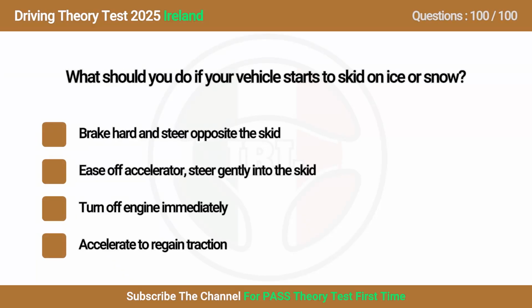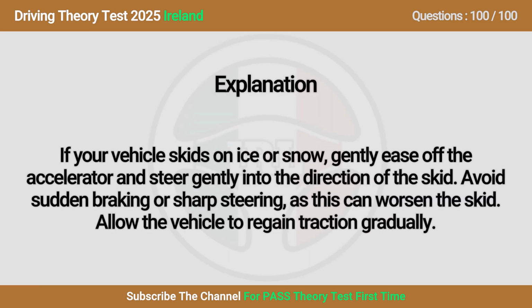Question 100. What should you do if your vehicle starts to skid on ice or snow? A. Brake hard and steer opposite the skid. B. Ease off accelerator, steer gently into the skid. C. Turn off engine immediately. D. Accelerate to regain traction. Answer is B. Ease off accelerator, steer gently into the skid. If your vehicle skids on ice or snow, gently ease off the accelerator and steer gently into the direction of the skid. Avoid sudden braking or sharp steering, as this can worsen the skid. Allow the vehicle to regain traction gradually.